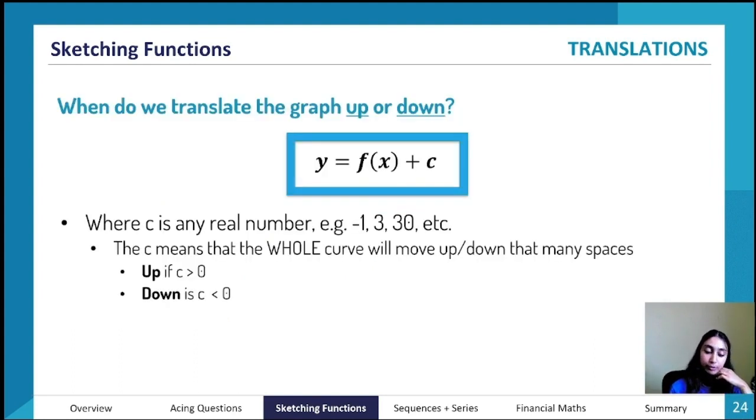So when we're moving a graph up or down, we can add c to it. So y is equal to f of x plus c. C can be any number from negative infinity to infinity, but the direction or the value of c is something that matters. So if c is positive, the graph will be translated c places up. If c is negative, it'll be translated c places down. And that is pretty much all to it.